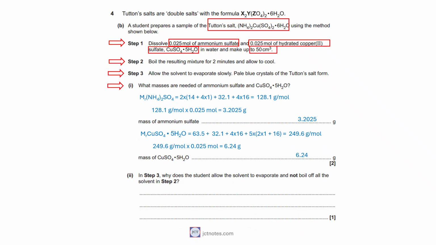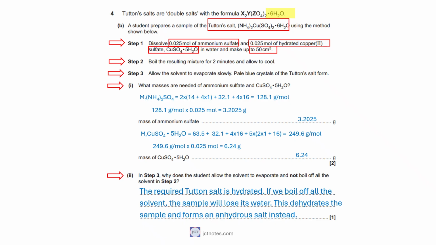In the second question, we are asked why the student allows the solvent to evaporate in step 3, instead of boiling it all off in step 2. The reason is that the required Tutton salt is hydrated. If we boil off all the solvent, the sample will lose its water. This dehydrates the sample and forms an anhydrous salt instead.